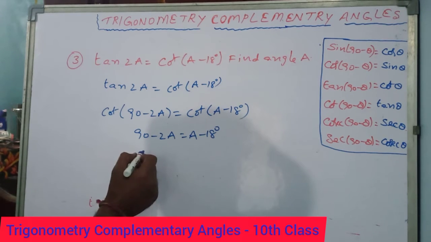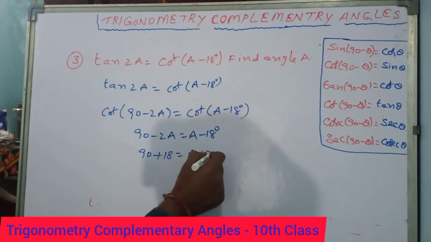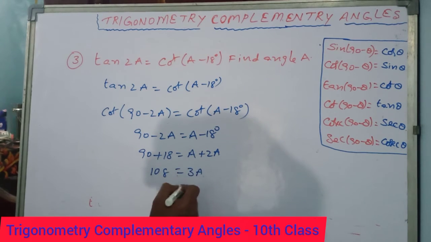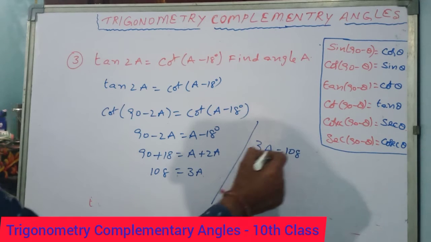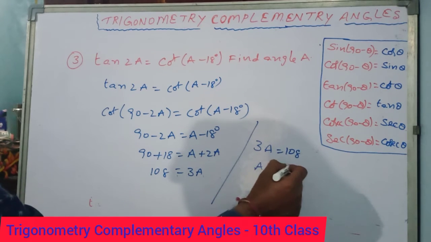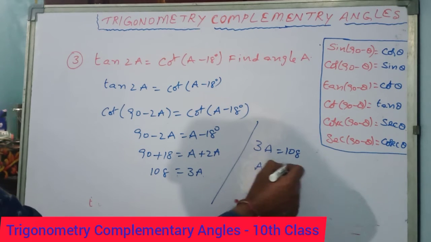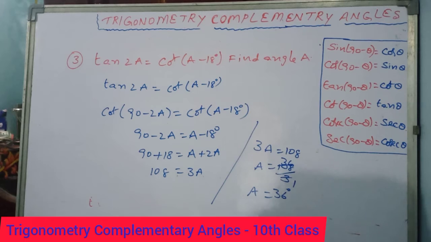So we move the constant terms to one side and the a terms to one side. 90 plus 18 is equal to a plus 2a. 108 is equal to the value 3a. Then 3a is equal to the value 108. Then a is equal to the value 108 by 3. Then a is equal to 36. A equals 36 degrees.